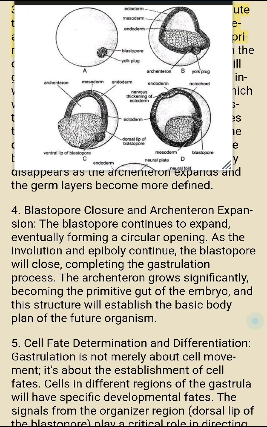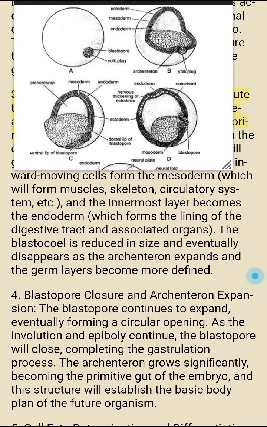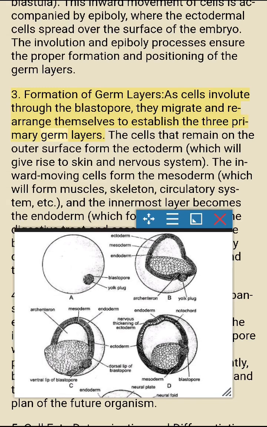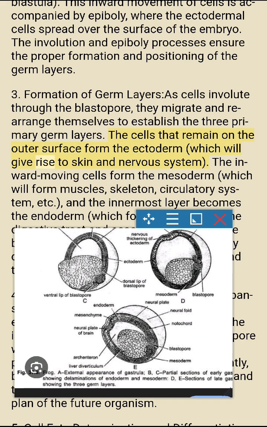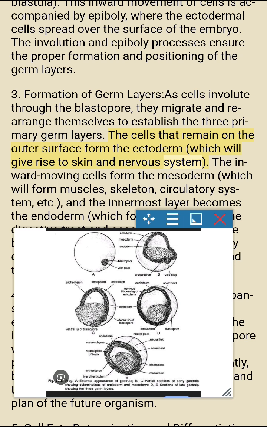3. Formation of germ layers. As cells involute through the blastopore, they migrate and rearrange themselves to establish the three primary germ layers. The cells that remain on the outer surface form the ectoderm, which will give rise to skin and nervous system.